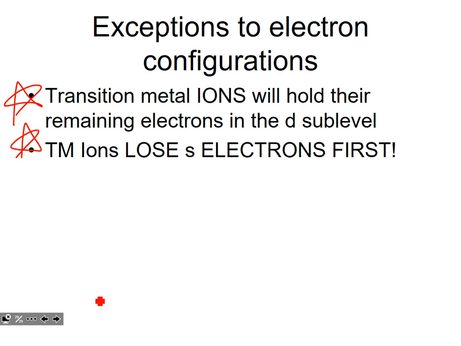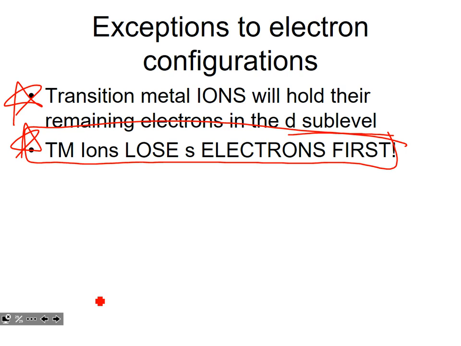Transition metal ions will hold their remaining electrons in the d sublevel because once you start putting electrons in 3d, 3d becomes lower in energy than 4s. 4s will then become the highest energy subshell. So what does that mean? This is what it means. Transition metal ions will lose their s electrons first.